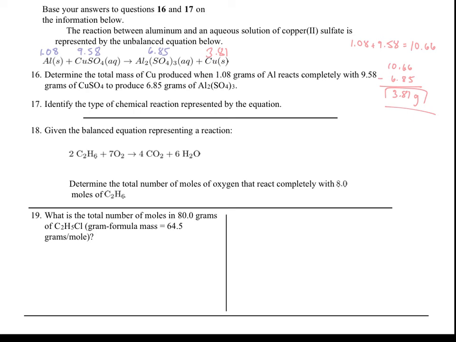Now, what is the type of reaction shown here? Here we have a free element and a compound. The free element comes in, breaks up copper sulfate, and takes the sulfate for itself, leaving copper by itself now. So this is what we call single replacement.